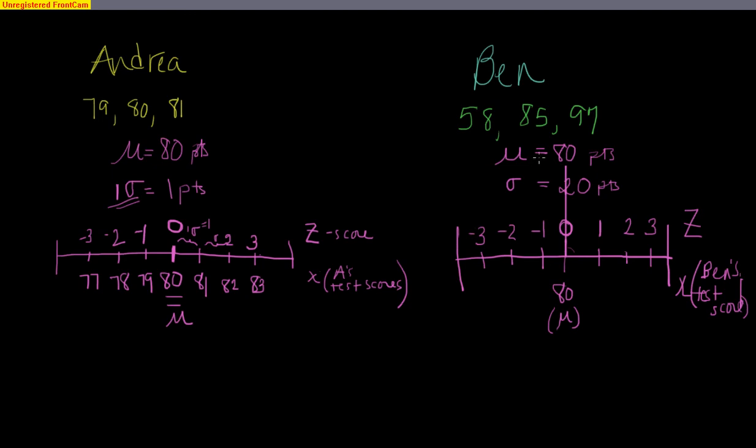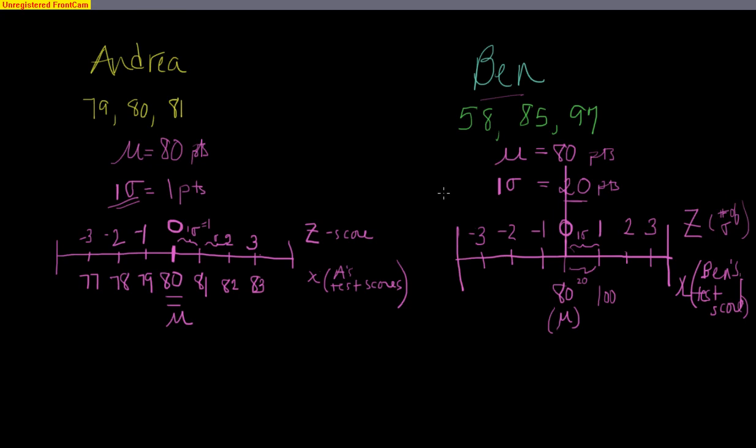So z-scores you want to think of, they're just numbers of standard deviations. You can think of it like that. And so for Ben, 1 standard deviation for Ben is now 20 points, not 1 point. So this distance here is still just 1 standard deviation, but down here, this is no longer 1 point. This is now 20 points. So 80 plus that 20 points brings you out to 100. So 1 standard deviation above the mean for Ben is going to be a score of 100.